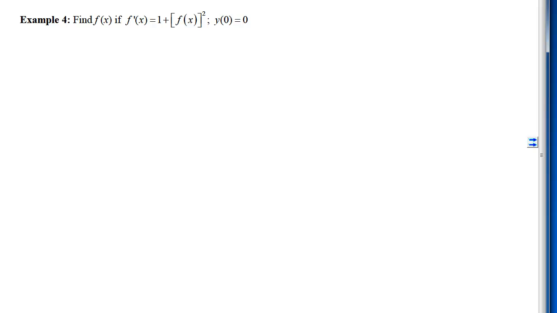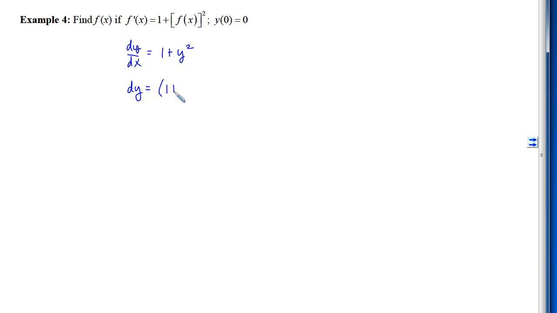With example 4 now, we want to find f of x if f prime equals 1 plus f squared. Now this is a little strange because we have f's instead of y's. So it will actually be easier to work with if you rewrite this as dy dx equals 1 plus y squared. Once we have this set up, then we can try and separate.